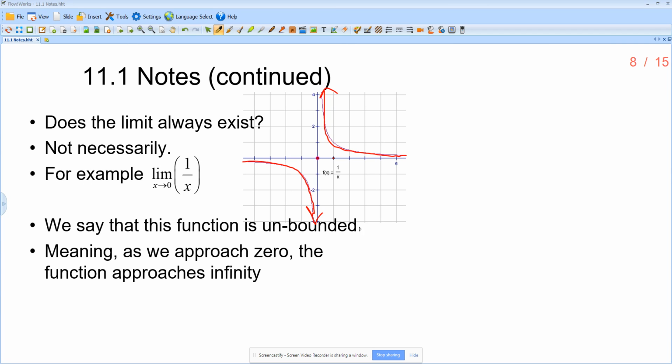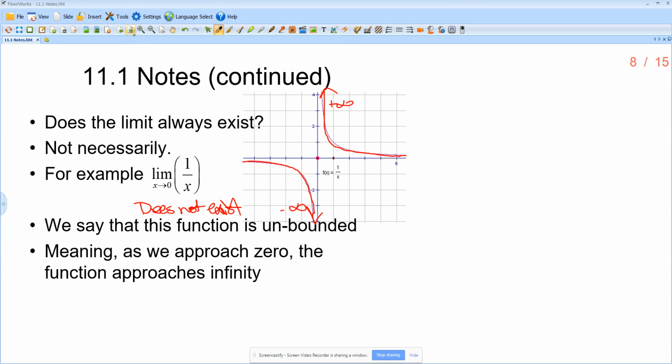This function is totally unbounded. Here, I'm going towards negative infinity because I'm just going to continue plummeting eternally. Here, I'm going towards positive infinity because this will keep rising eternally. Meaning that as we approach 0, the function approaches infinity. So when we talk about the function being unbounded, we're saying that it's approaching infinity or negative infinity. So here, the limit does not exist.